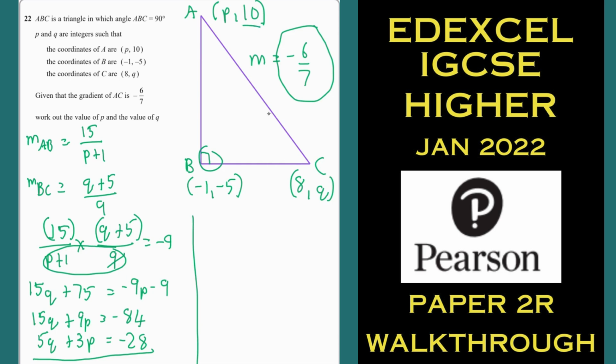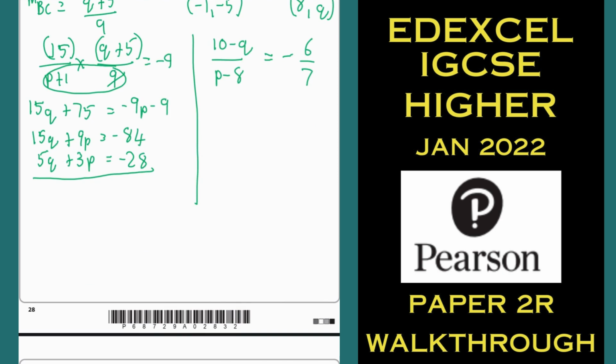So 10 take away Q divided by, keep the order, it's important, P minus 8. That's how you find the gradient, but we already know what the gradient is. As you can see, people, this is our second equation. Let's multiply both sides by 7, and both sides by P minus 8. Don't forget it's a -6 times P and a -6 times -8.